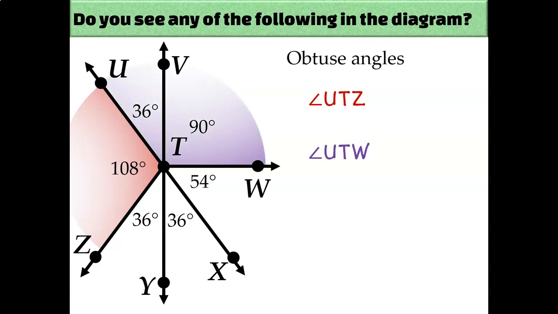You could also say that angle UTW is obtuse, because 90 and 36 would obviously be bigger than 90, so that would have to be an obtuse angle. You could also say that angle ZTW is an obtuse angle, because 36 and 36 and 54 would be more than 90 degrees, and that makes it obtuse. There's actually a whole bunch of other obtuse angles in this diagram as well, but I think this kind of points you in the right direction.